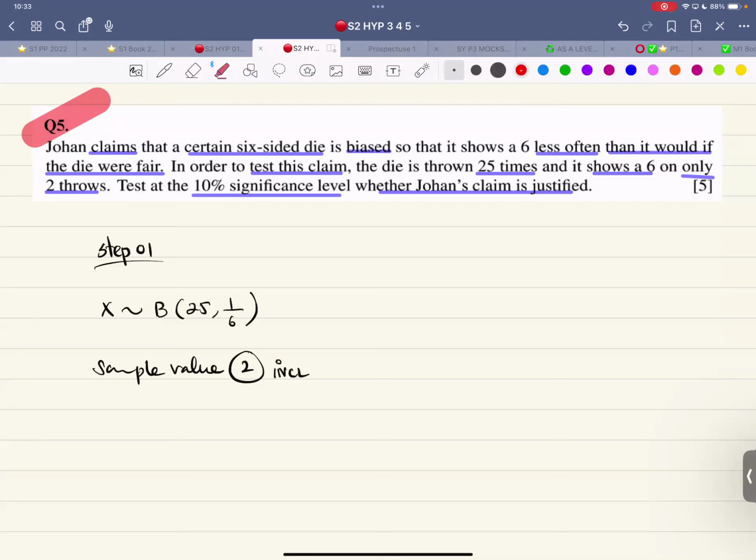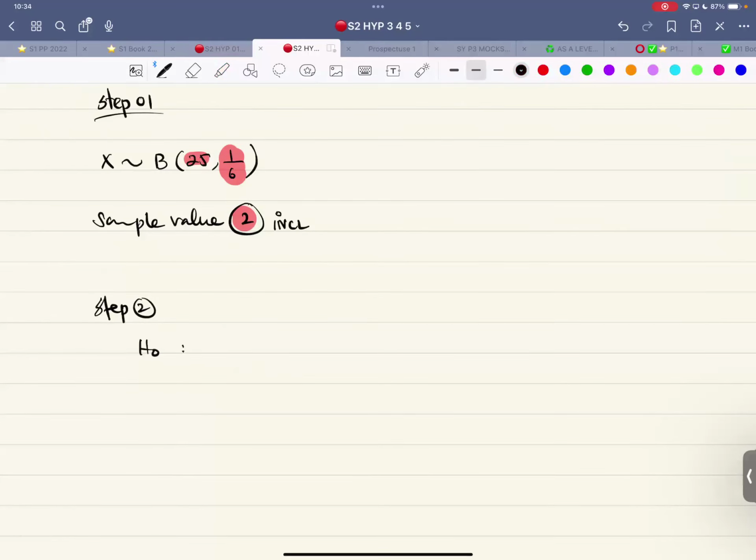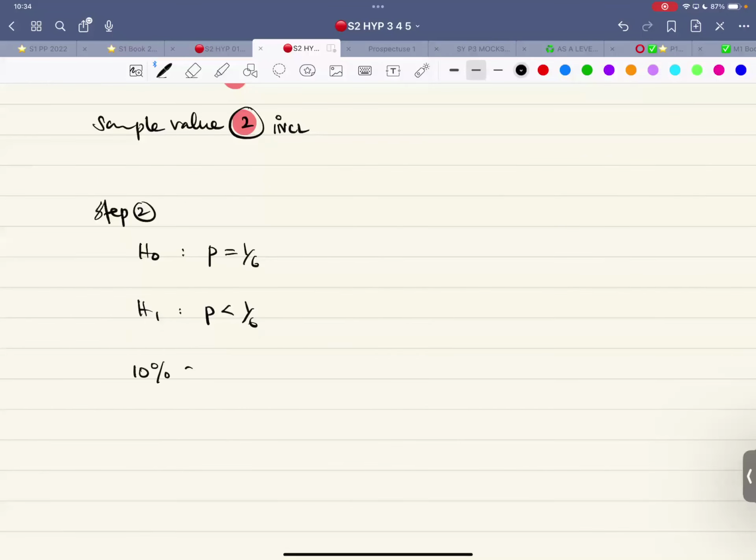So let me highlight this. First of all, this thing is there. That is less often. This I'll use right now. 25 times, that's over here. 1/6, 6-sided die, that is this 1/6. And this 2 is over here. Now, step number 2. That is H naught. P is equal to 1/6. H1, P is lesser than 1/6. And it's at the 10% significance level.